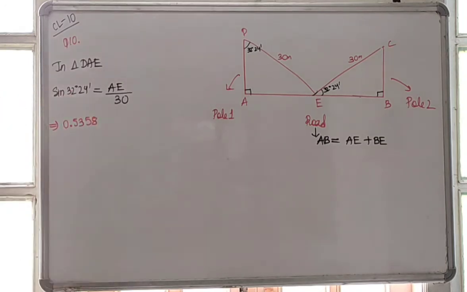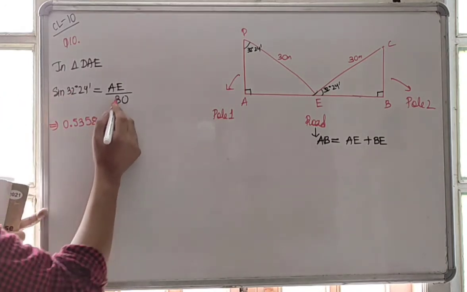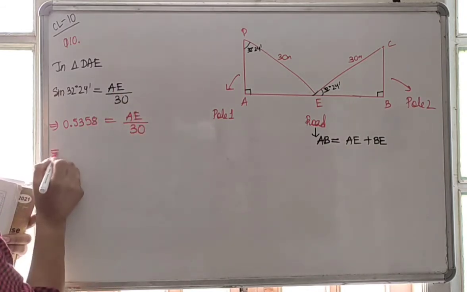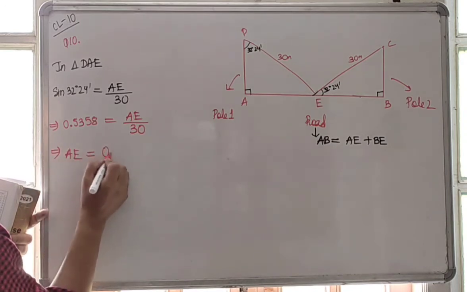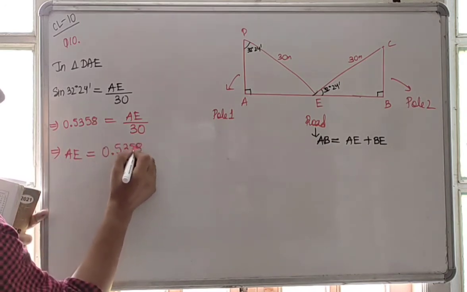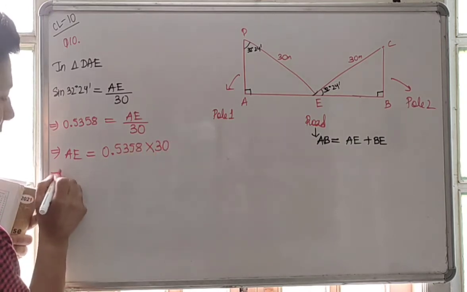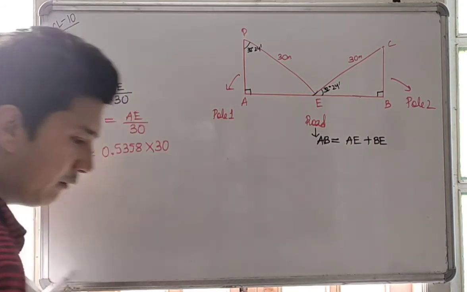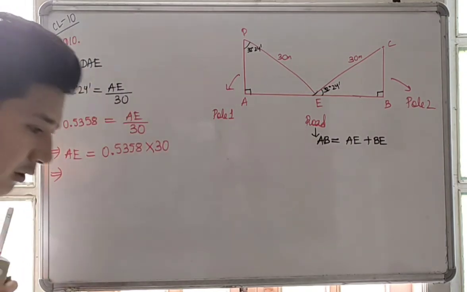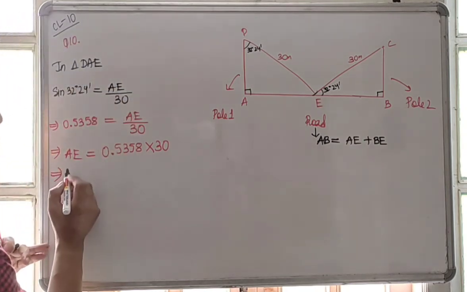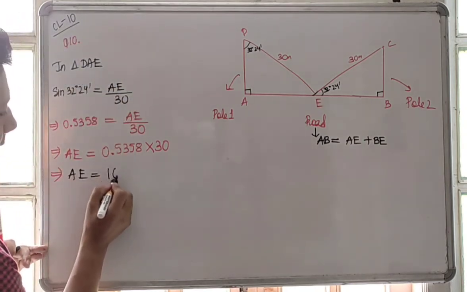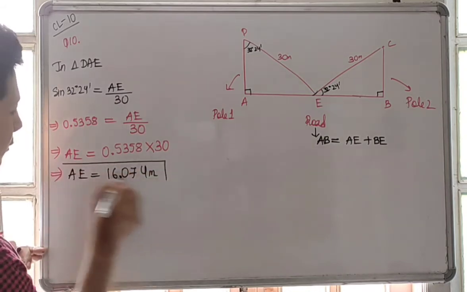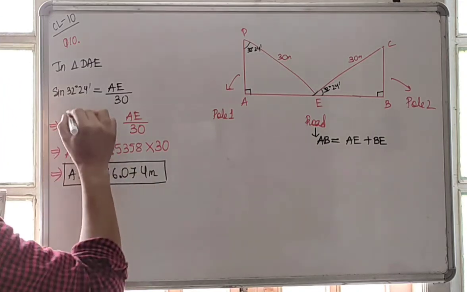0.5358 is the value for sine 32 degrees 24 minutes, which equals AE by 30. So what is the value for AE? AE will be 0.5358 into 30. Please multiply these two. I've already done the multiplication here. You will be getting 16.074. So AE is 16.074 meters.